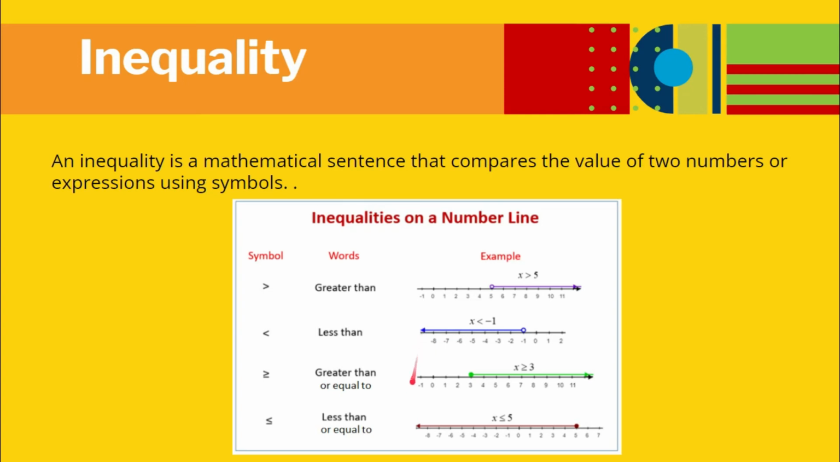And then we skip all the way down to the next one. Here we have the graph where x is less than or equal to 5. The dot, in this example the circle, has been shaded. So the dot at 5 shows that 5 is part of the solution. And then the arrow pointing to the left shows the solution includes all numbers less than 5.